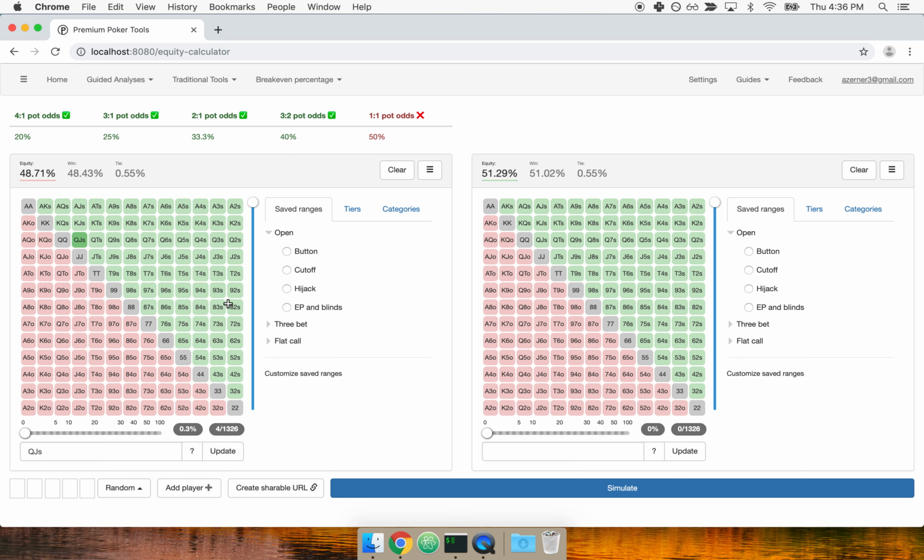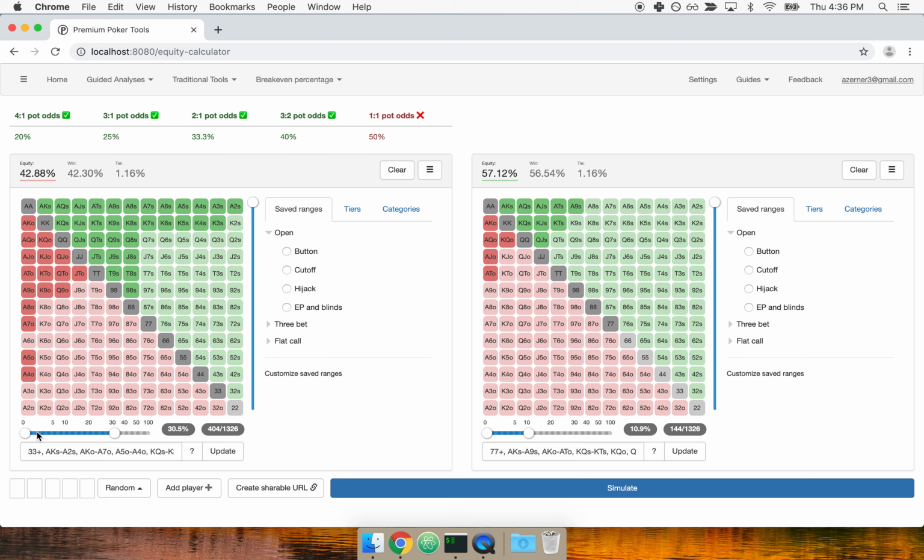If we have queen jack suited and they have a range of hands, like let's say this range right here, we simulate and see we have 36% equity. If we have pocket sevens against this range, we have 42 or 43%. So it works hand versus hand, it works hand versus range, and it also works range versus range.